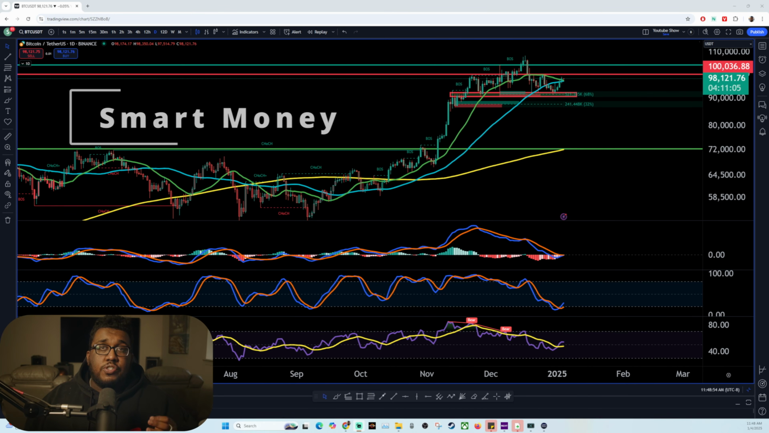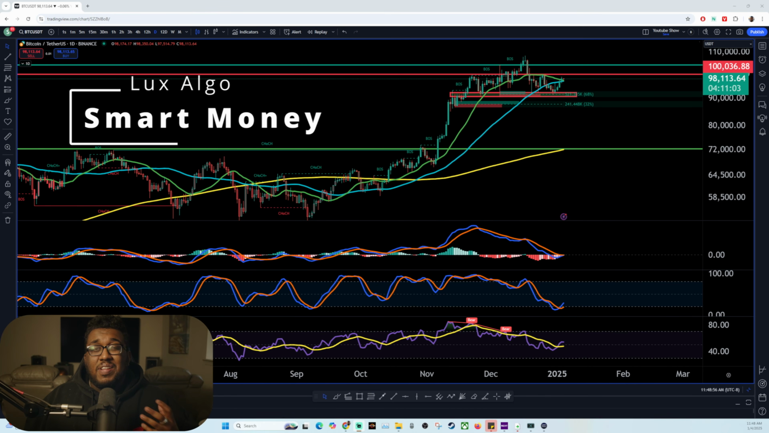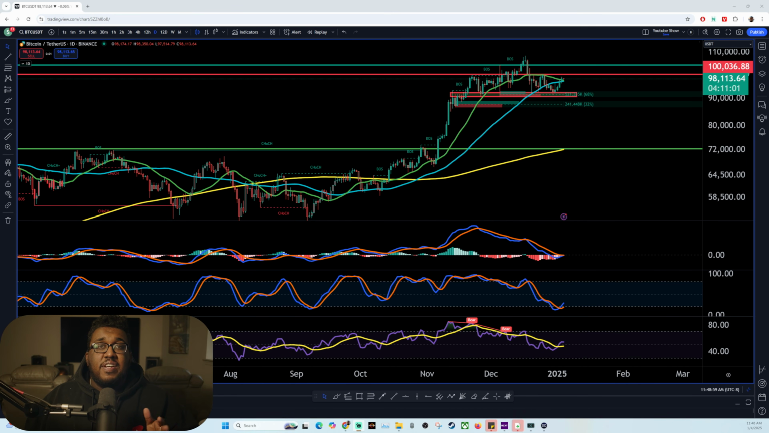Hey everyone, today I'm going to show you guys how to use the Smart Money Concepts tool from LuxAlgo and then break down what each button does so you guys can use it to trade everything from cryptocurrencies to stocks and forex pairs.